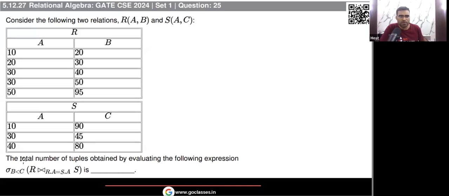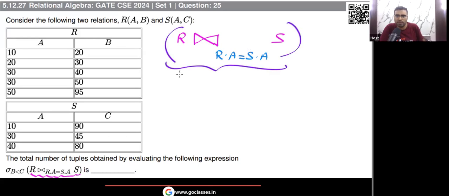Let's solve it. You can see this inner expression. This expression is basically R, then we have this join operation, and we have here R.A = S.A. First you tell me, is this natural join? Look at this inner expression. Let me know. No, this is not natural join. This is basically your theta join, or I can say this is your equi join, because there is an equality operation here. So you can call it equi join.